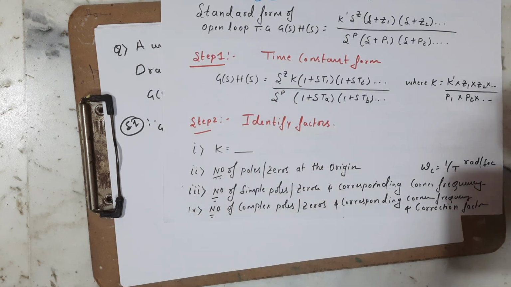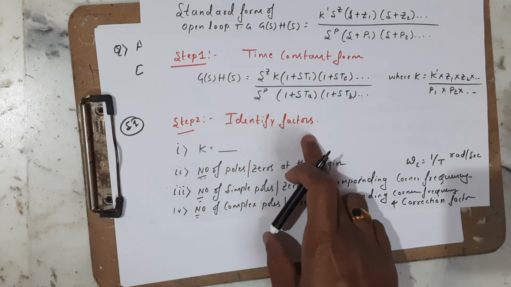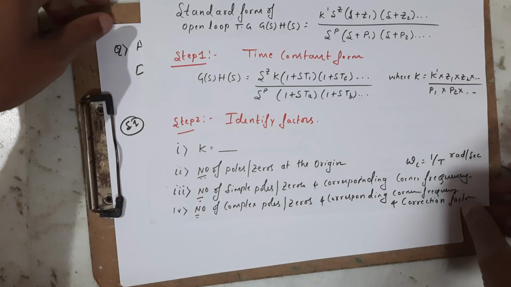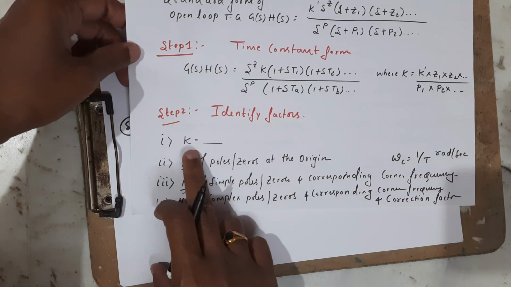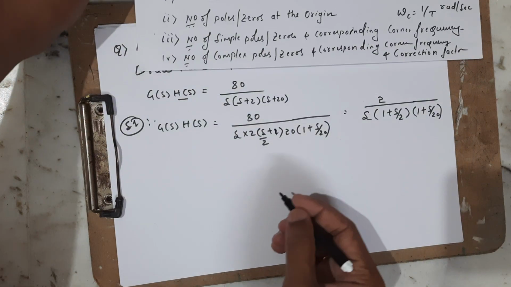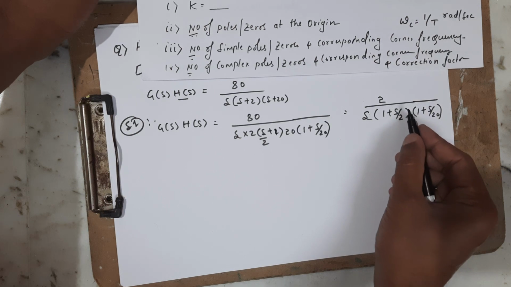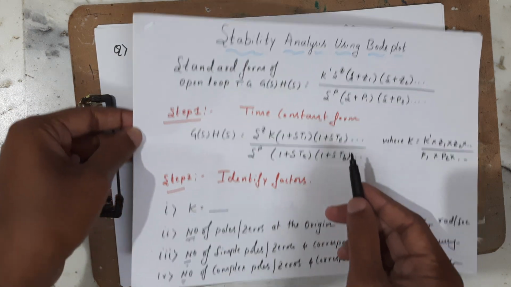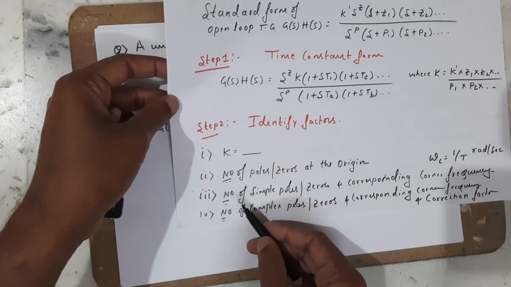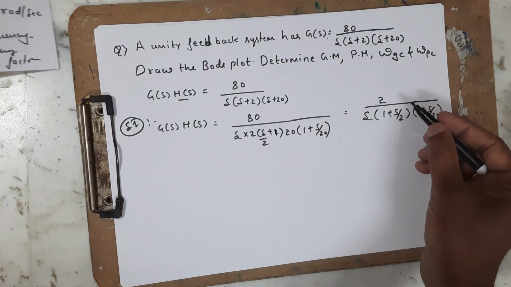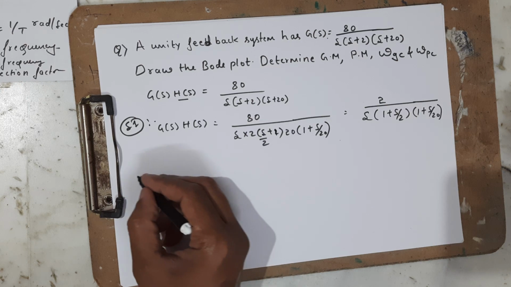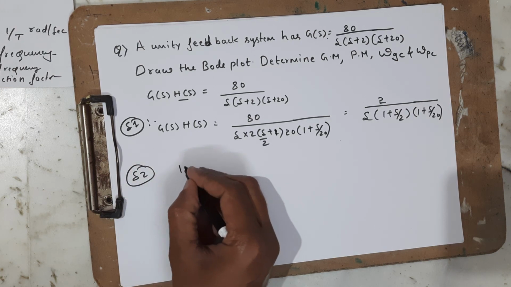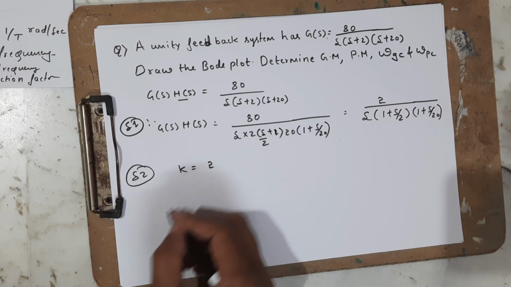Next, what is step number 2? Identify the various factors. We have different factors. First we need to identify the K. Just comparing with the time constant form, we take the various factors. So when we compare, what is the value of K? That is step number 2, identify the factors. K is equal to 2.